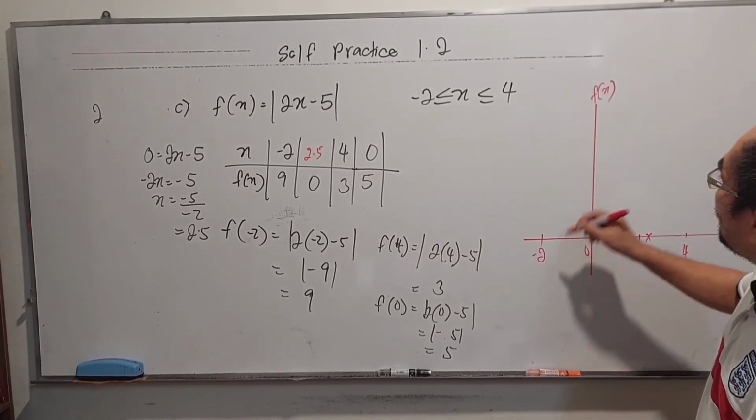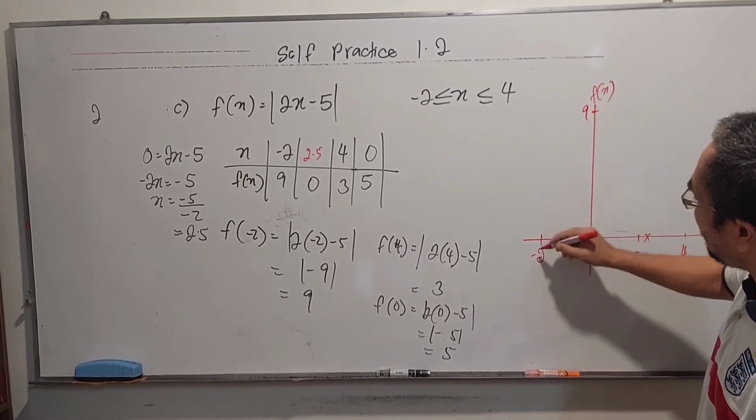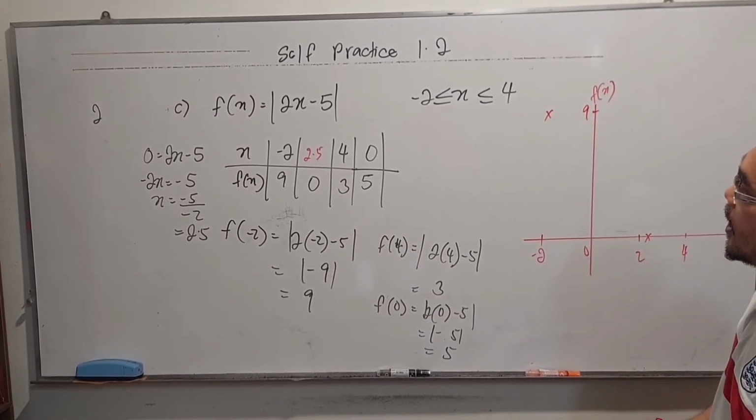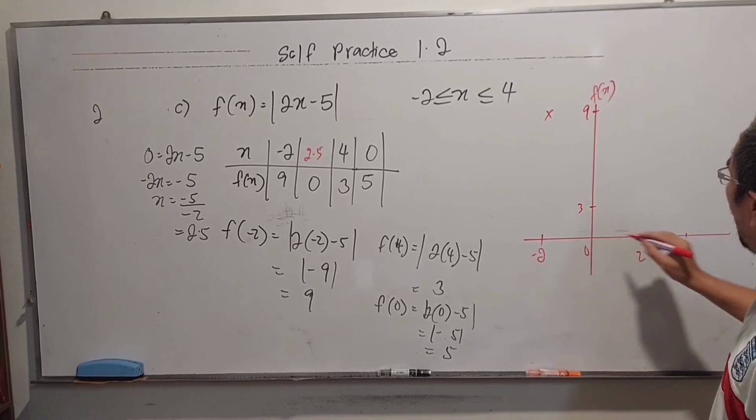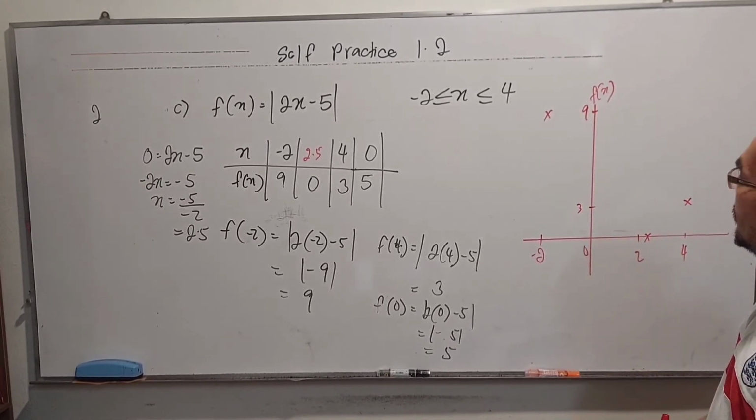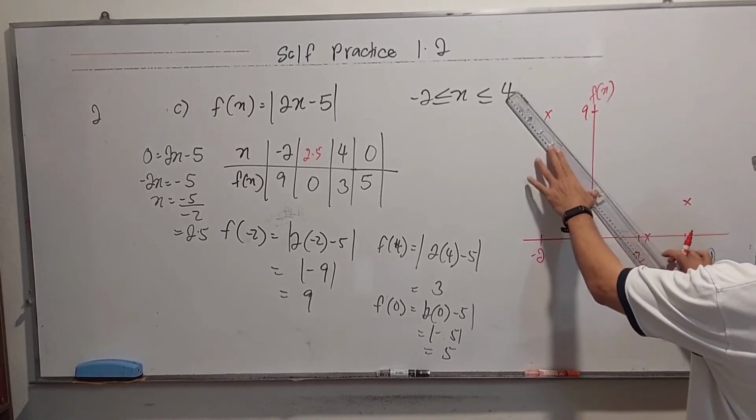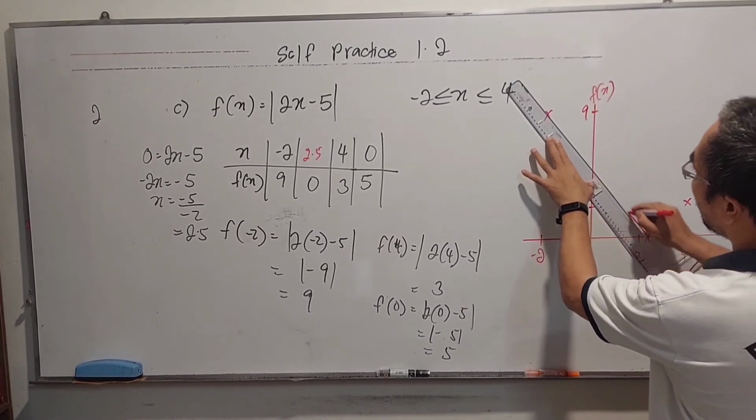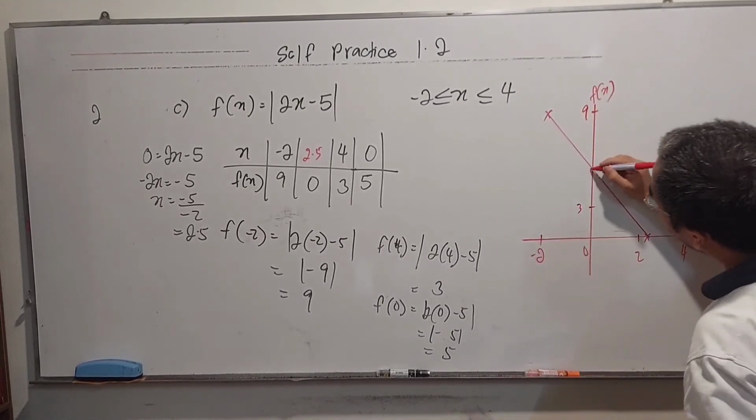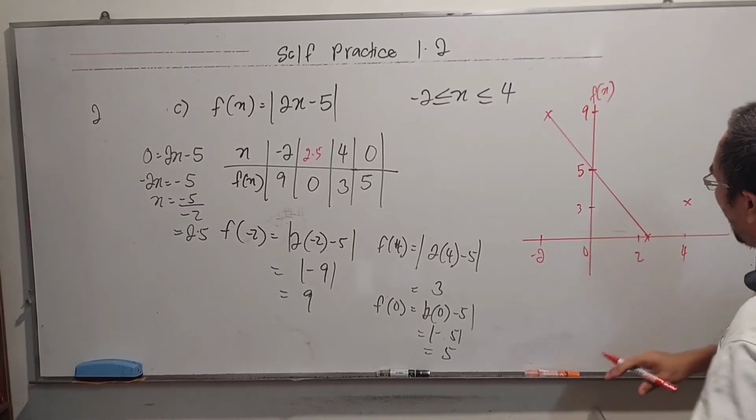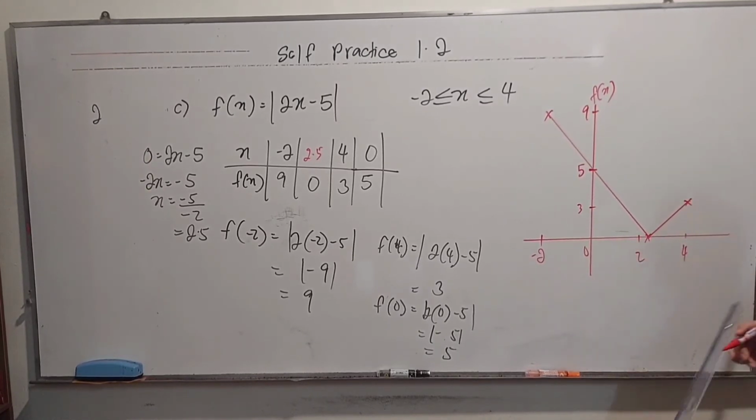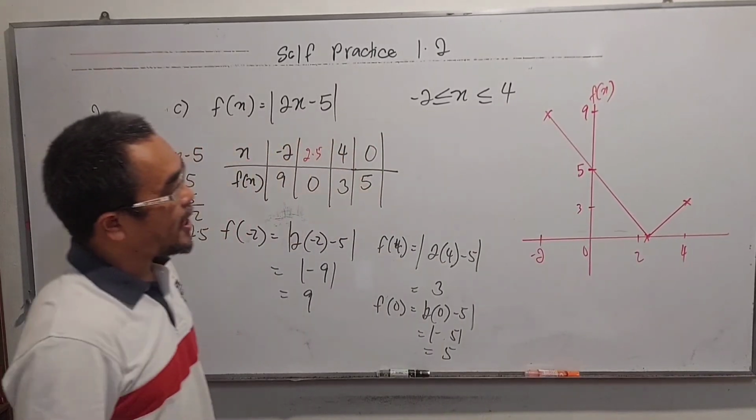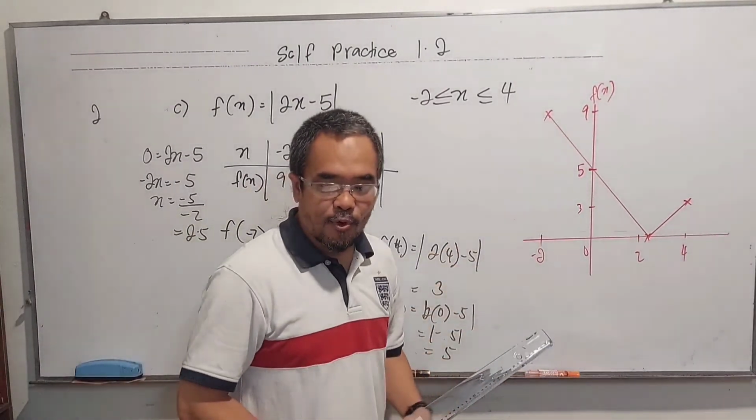And then for negative 2, 9, you just label 9 here, so negative 2, 9 will be here. And you have 4, 3, and you could label like that. And then 0, 5. So it's like this. You draw the line first, and you label here as 5. Okay, because that is what we call the y-intercept, the intersection of the graph with the y-axis.